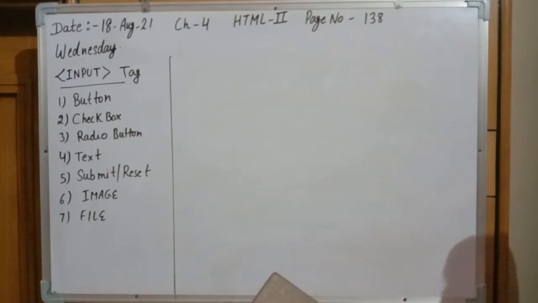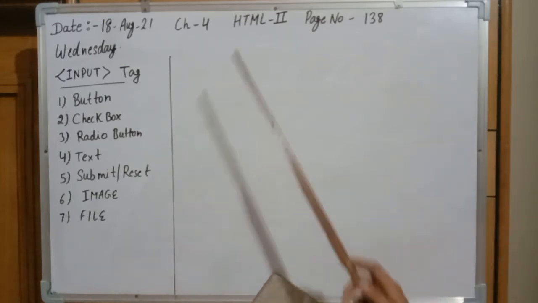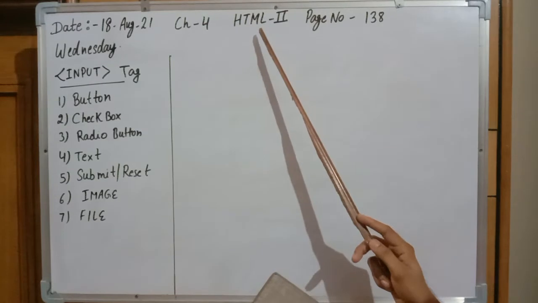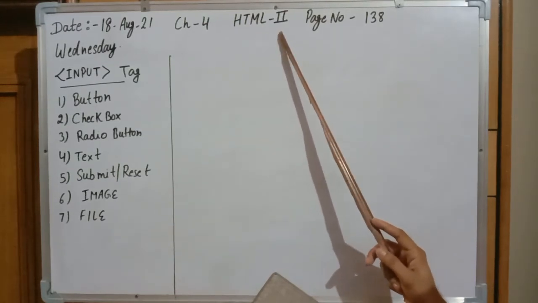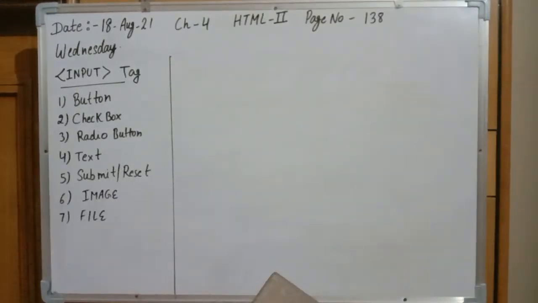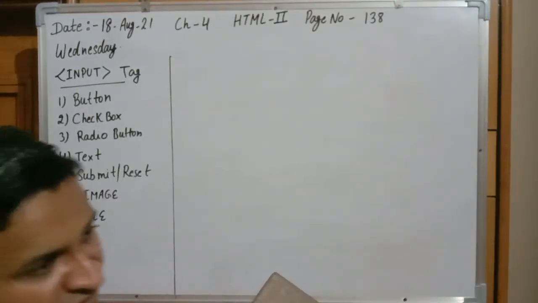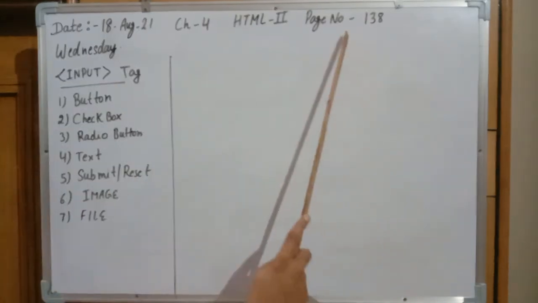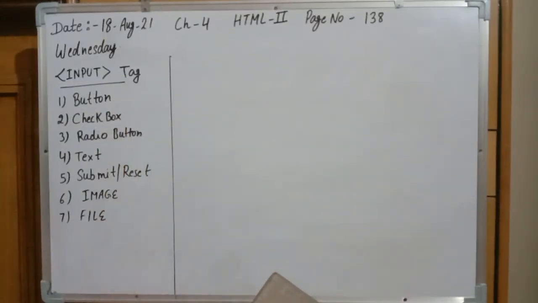As per the discussion in the last video, we have started chapter 4, in which we have started the HTML 2 part. Today we are going to start with page number 138. We are continuing with the next part, that is on page number 138, where we will discuss the topic input tag.